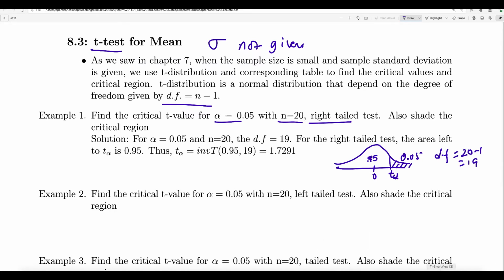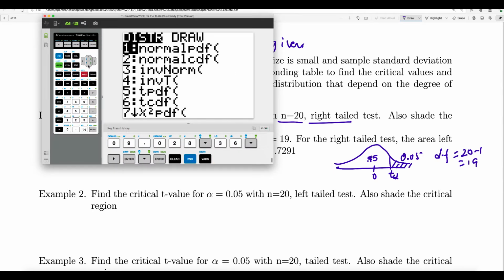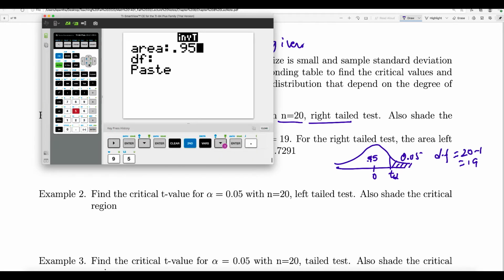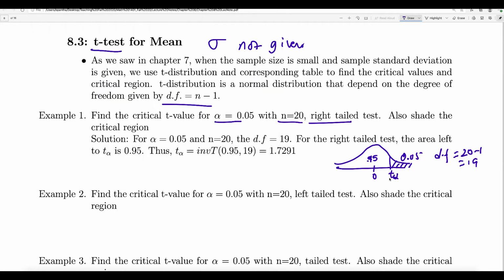Next, go to the calculator and clear whatever you have there. Press second vars and go to inverse t. What is the area to the left? 0.95. What is the degrees of freedom? 19. Then you hit paste. If you do that, you will get 1.7291. That is the value of t alpha.